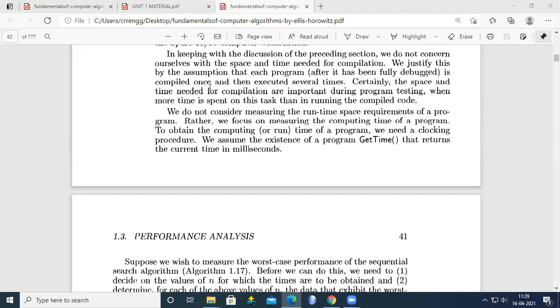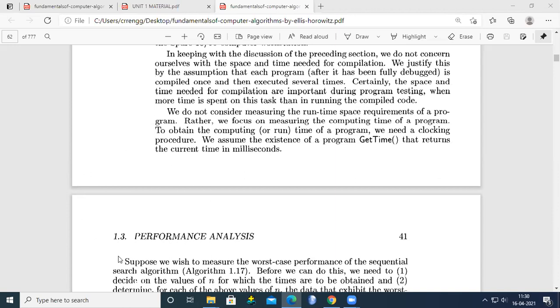Each program is compiled once and then executed several times. You already know that in the lab we have compiled a C program. Once it is compiled, you get the executable file. Then you can run this file any number of times. You need not compile the same file again. So the space and time needed for compilation are important during program testing, when more time is spent on this task than in running the compiled code.